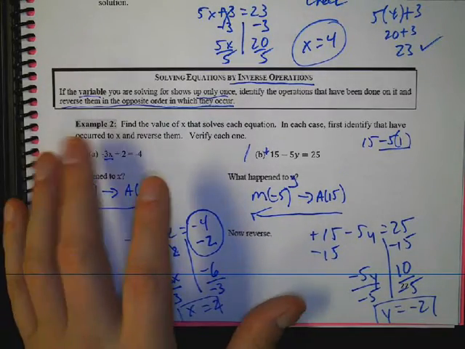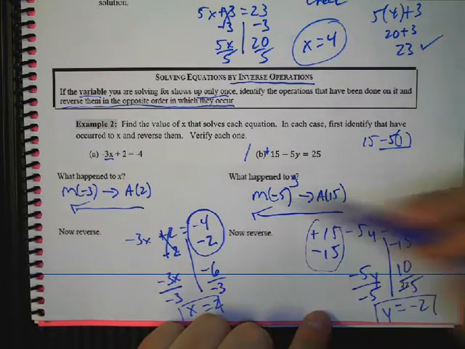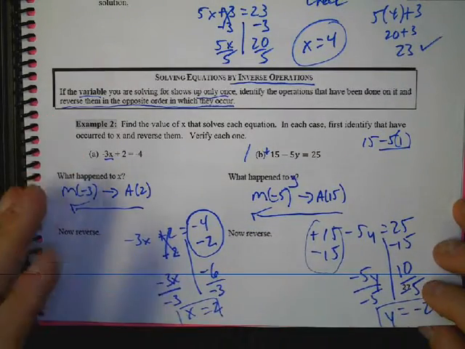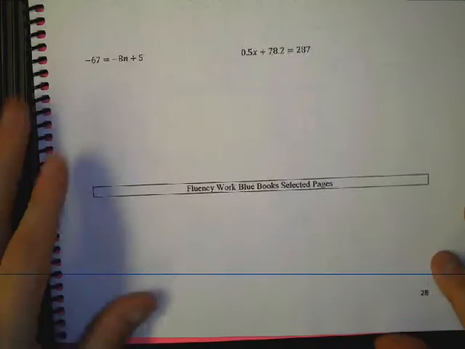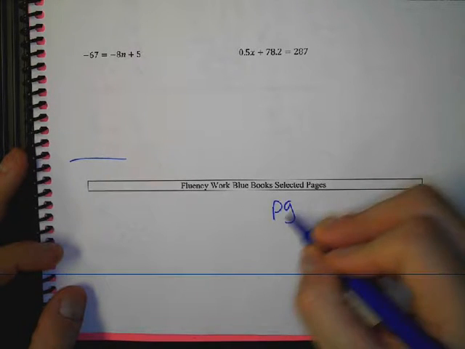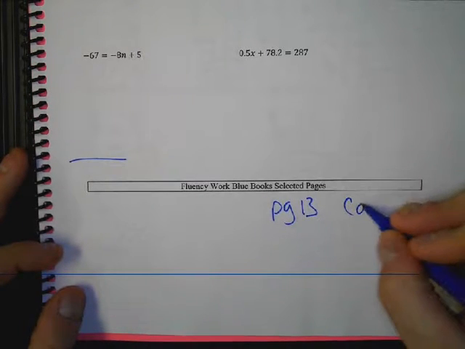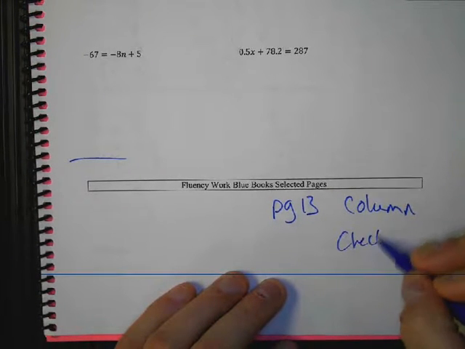As far as practicing is concerned, this is going to be the end of the video, but you're going to start on the next page, fluency. You're going to go to page 13 in your fluency books, and you're just going to pick a column. Then you're going to check with me, check with Sims. After you're done, I can guide you into the next direction, which would be one more video.